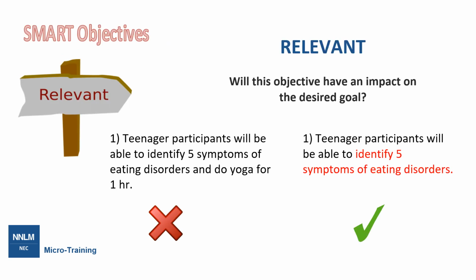Let's go back to our example. Teenager participants will be able to identify 5 symptoms of eating disorders and do yoga for 1 hour. It is probably the case that the yoga practice is not really a relevant component to achieve the overarching goal. It is fun and even desirable, but it might not be relevant for our main goal. Let's see how we can modify to make the objective SMART. Teenager participants will be able to identify 5 symptoms of eating disorders. Now we have an objective that is specific, measurable, achievable, and relevant, but it is not yet SMART. Let's go to the last component.